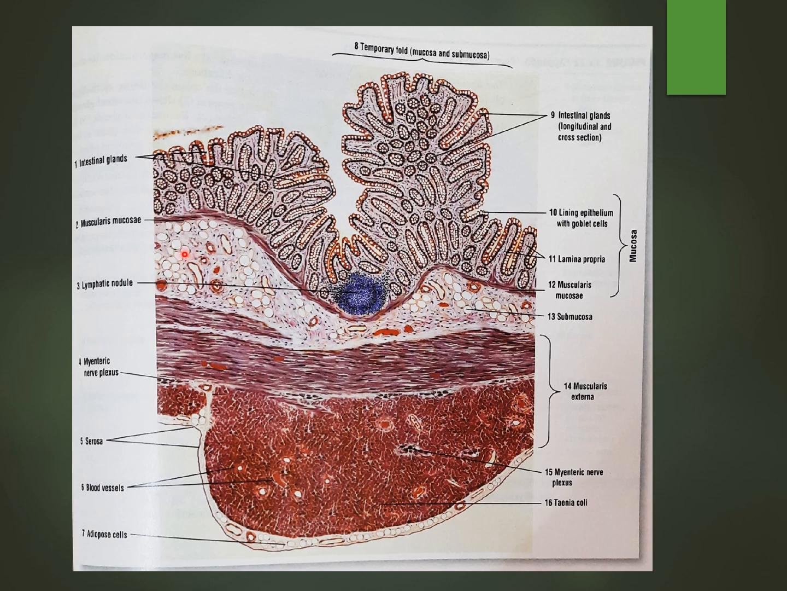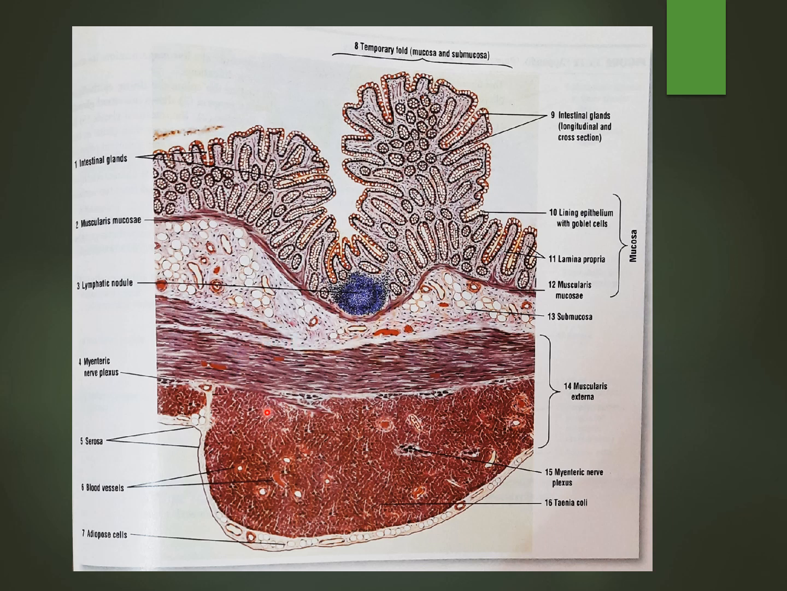So now you compare the submucosa of the large intestine with that of small intestine. Submucosa of the duodenum has a presence of Brunner's glands, and submucosa of the ileum has a presence of Peyer's patches. But here in large intestine there will be a presence of only dense irregular connective tissue and the blood vessels. Now coming to next layer, that is the muscularis externa.